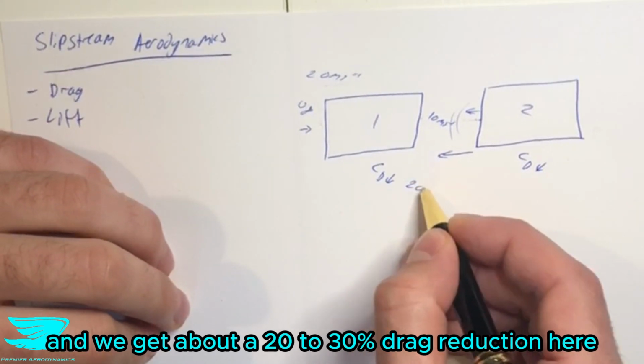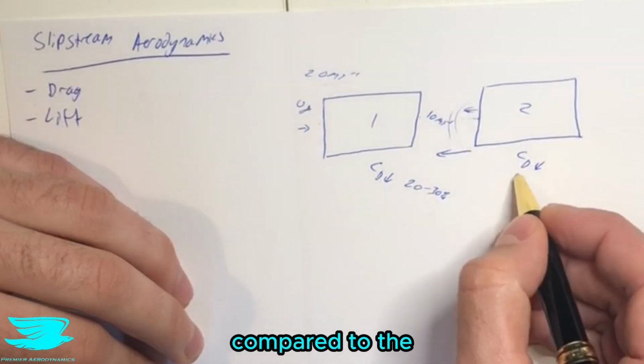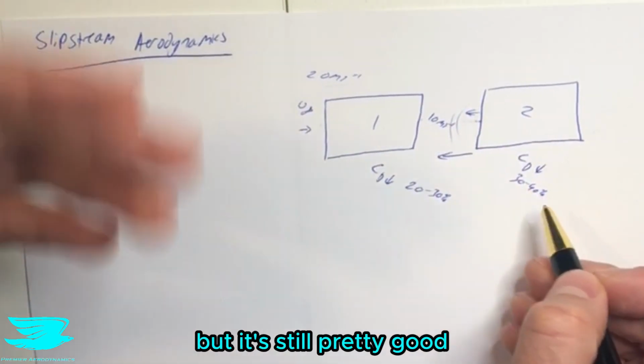And we get about a 20 to 30% drag reduction here on average for this first car compared to the 30 to 40% drag reduction. So it's not as much, but it is still pretty good.